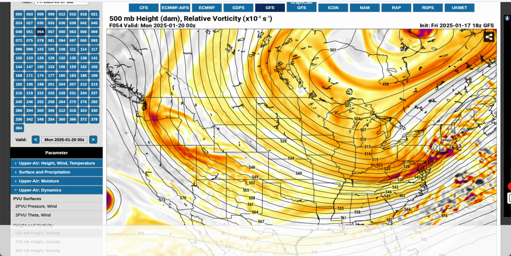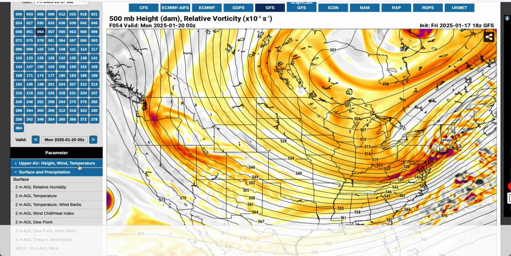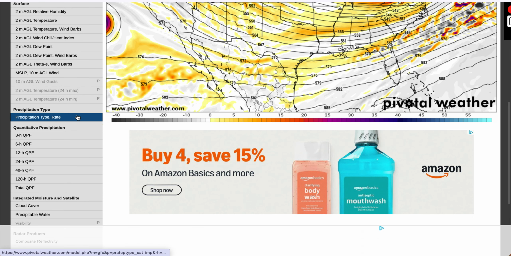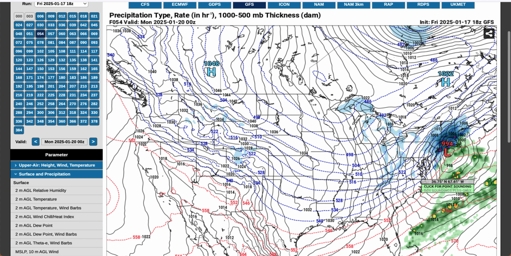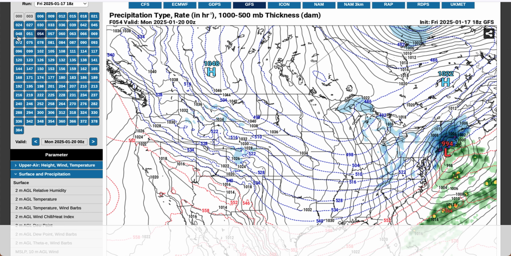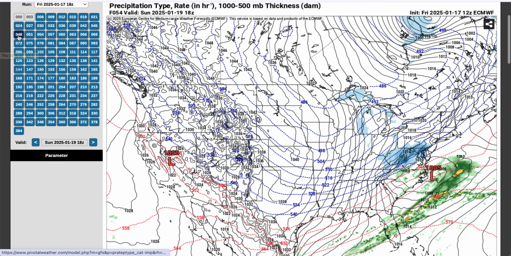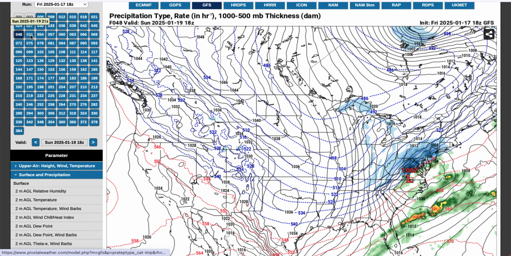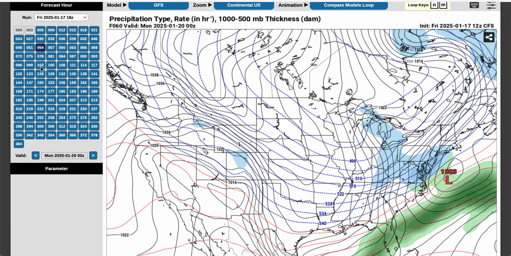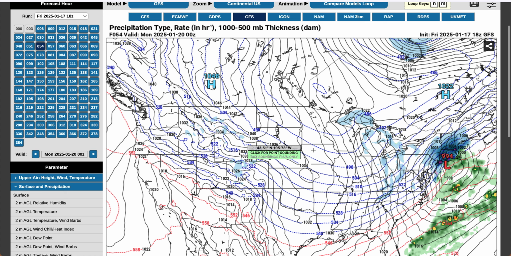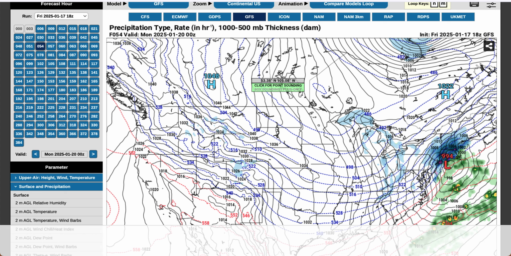Alright, now let's get into surface maps at this time. Just standard surface precipitation type and rate, along with the low pressure centers. So if we look at the GFS, this is the time the storm is pulling away. Let's go a little bit further back in time. I think this is not gonna work. Yeah, let's go back to where we were, Sunday 7 p.m. Let's just look at the difference in where the storm is positioned.